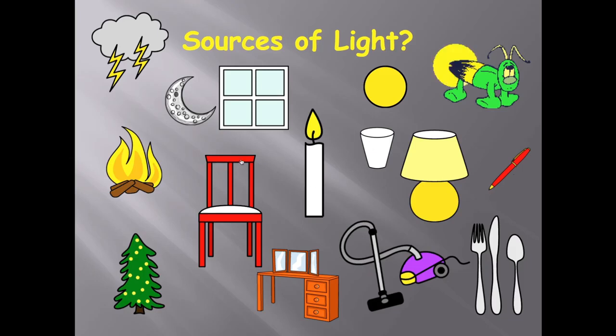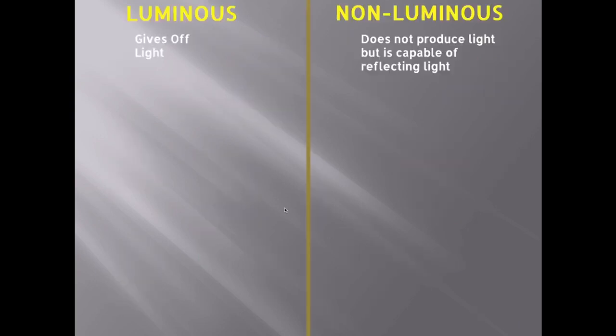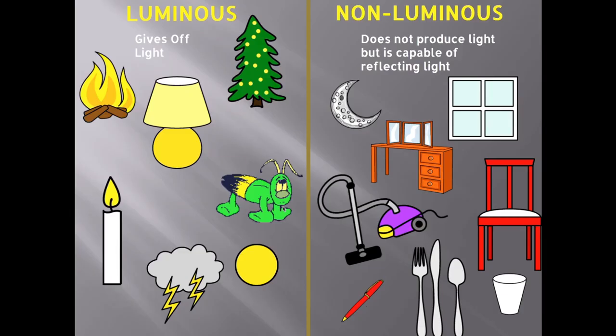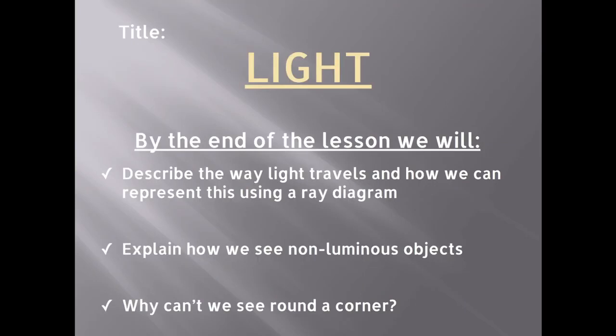And we can see in passing that we have a red chair, we have a green tree, so we can see different colours. And we will come on to explain why that is a little later. So, we have luminous objects and non-luminous objects. Hopefully you're happy with that. And we did go on a little bit and talk about transparent, opaque, translucent as well. So, we're today looking at how light travels and how we can represent that using a ray diagram.